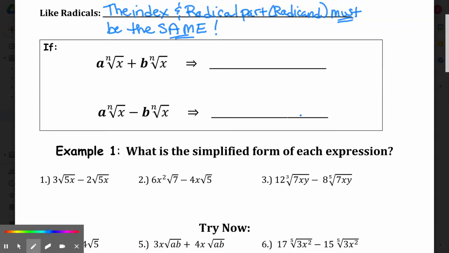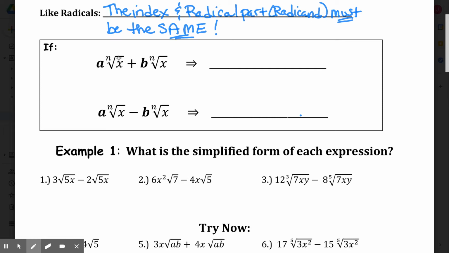So we're going to be talking about the binomial radical expression notes. The first thing you need to remember is like radicals. Like radicals mean they have the same exact index number and the same exact radical part, which just means your radicand. Again, that's important. The index and the radical part, which is your radicand, must be the same in order for them to be like terms.